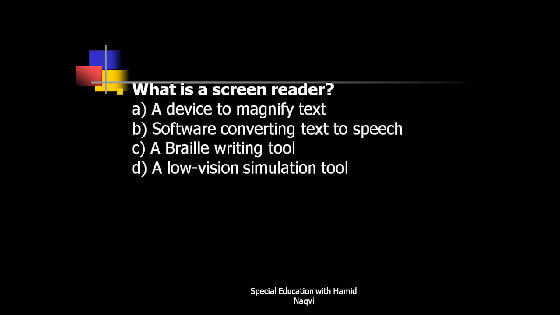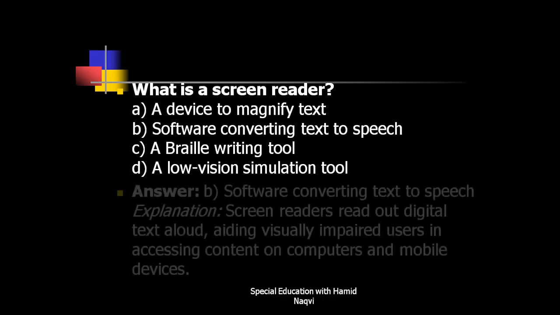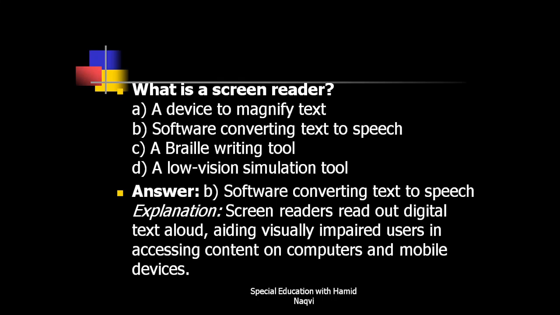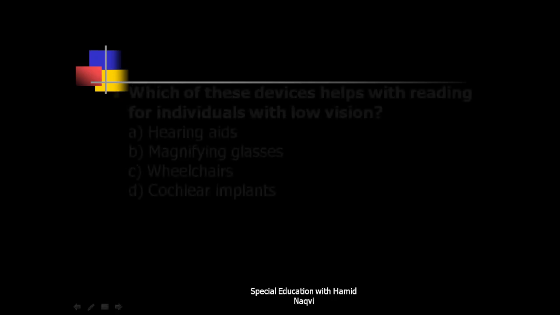Next is, what is a screen reader? It is a device to magnify text, software converting text to speech, a braille writing tool, or a low vision simulation. Answer is software converting text to speech. Screen readers read out digital text aloud, aiding a visually impaired user in accessing content on computers and mobile devices.